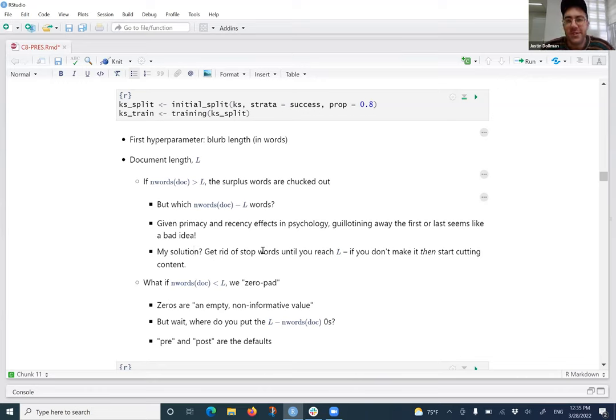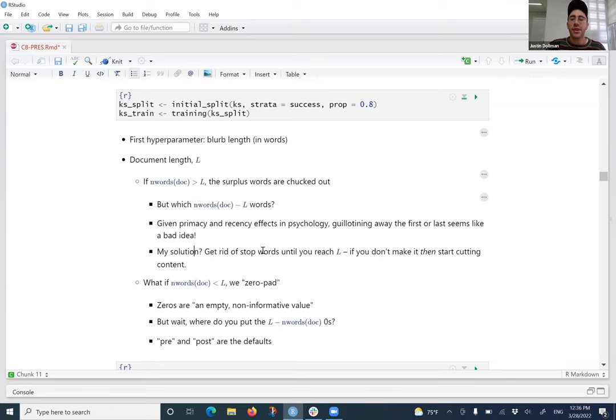And so mine would be to get rid of stop words. Anyway, but that's not what we're going to do today. Does that answer your question to any degree of satisfaction? Yeah, the recency effect and primacy answers my question. Yeah, but I'm sure that people who are real practitioners have thought about this more deeply than I have and have solutions.